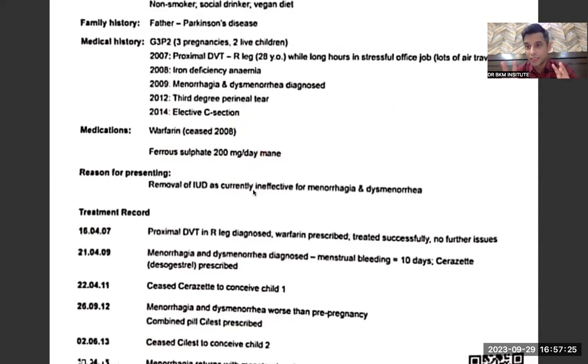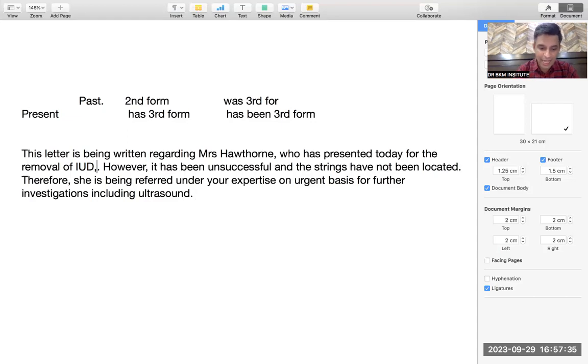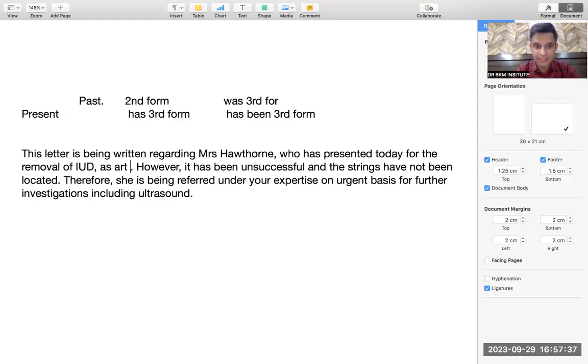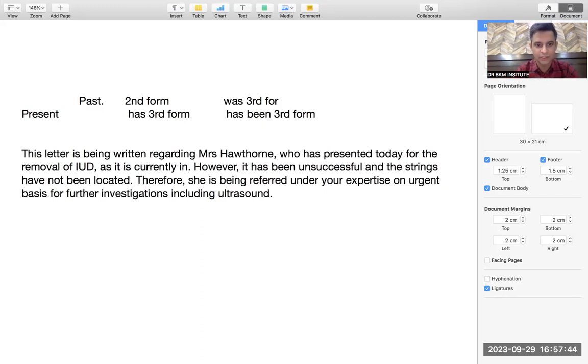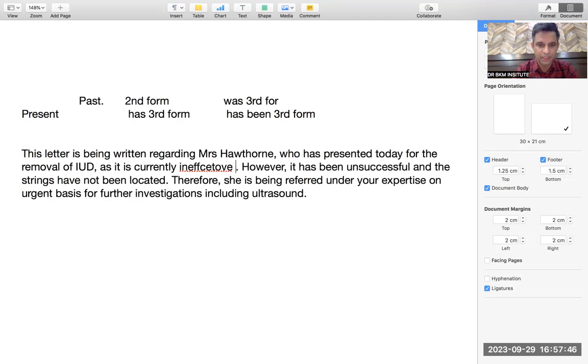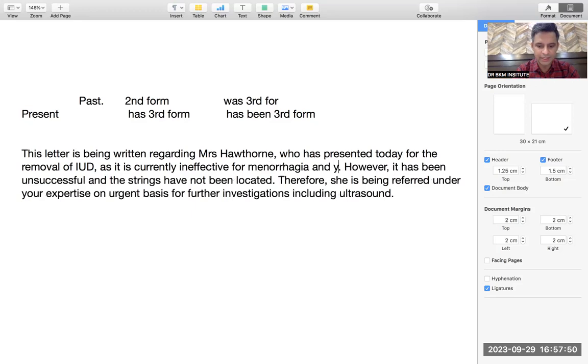This is very important. Removal of IUD as currently ineffective for menorrhagia and dysmenorrhea. So I will use the same IUD as it is. These are the two words for grammar: as it is currently ineffective. Rest of the sentence is the same. Copy paste. Ineffective for menorrhagia and dysmenorrhea.